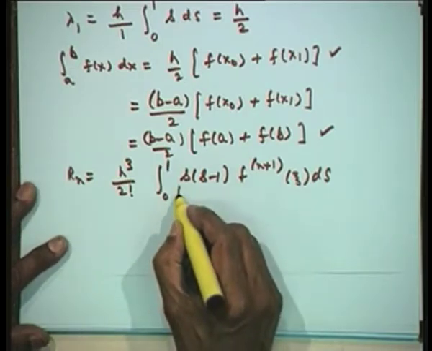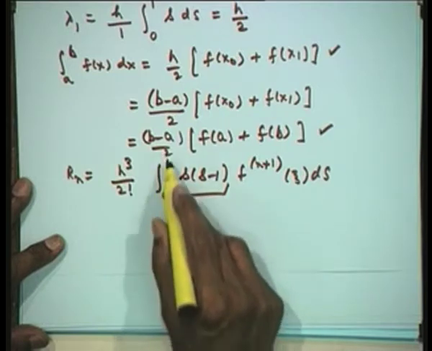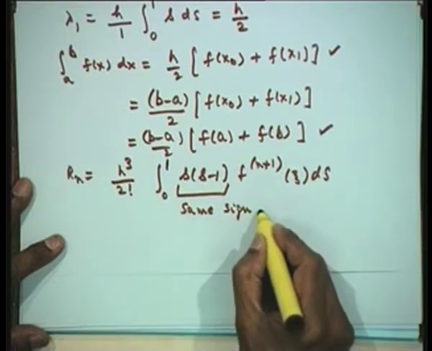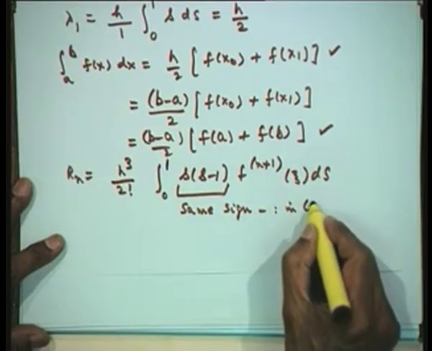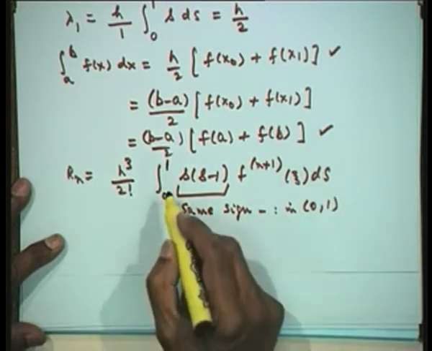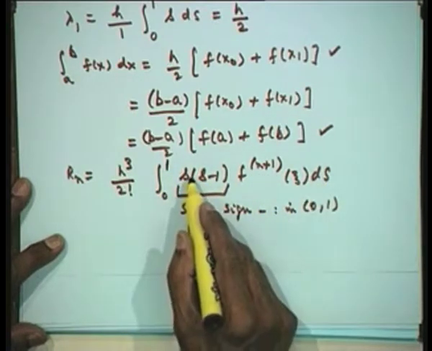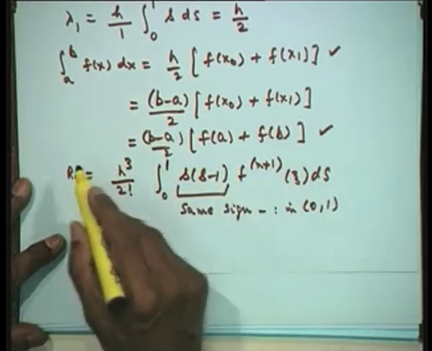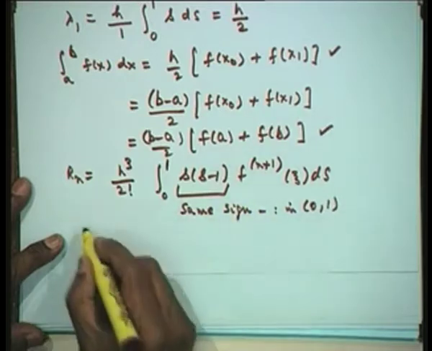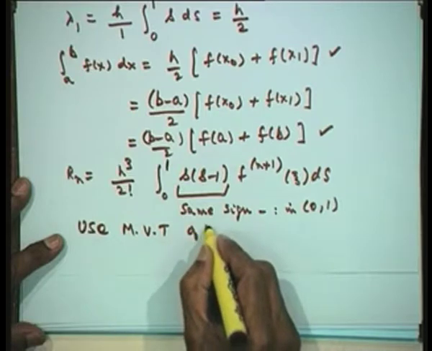You can see that this product, this function s into s minus 1, has got negative sign between 0 and 1. So, it has the same sign, minus sign in 0 1. Therefore, I can apply the mean value theorem, where when we have integral 0 to 1, some f x g x dx is there, f x does not change its sign, then g x can be taken out of the integral and evaluated at any point in between 0 and 1. So, apply the mean value theorem, use mean value theorem of integral calculus.